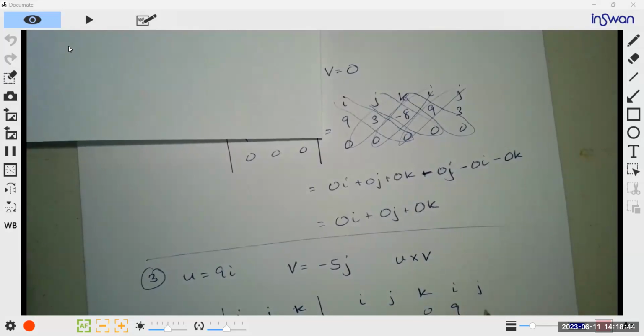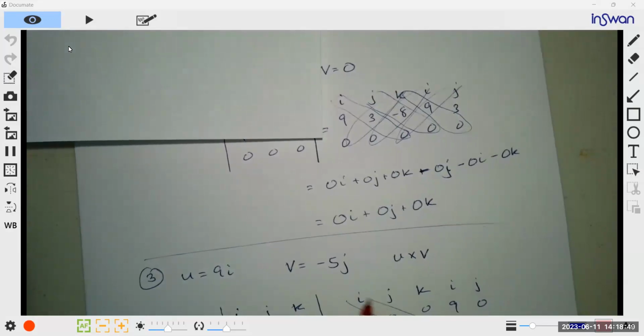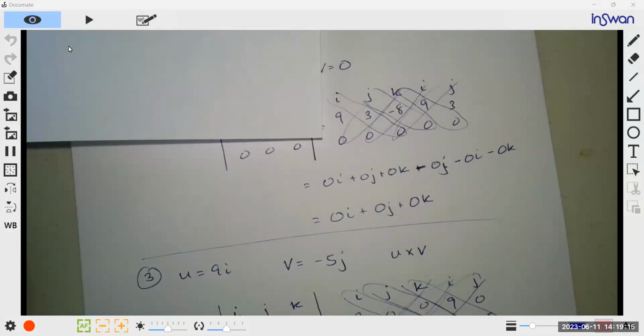Plug in the values, repeat the first 2 columns. So 0i plus 0j plus negative 45k. Minus 0j minus 0i minus 0k. So it's negative 45k.